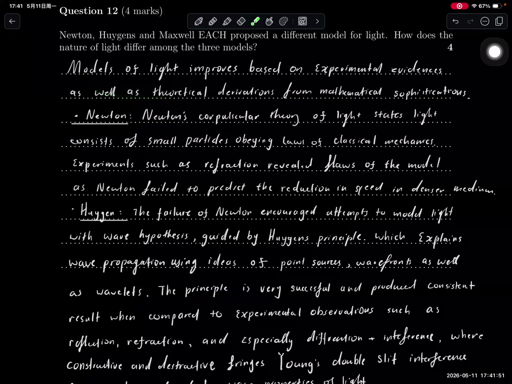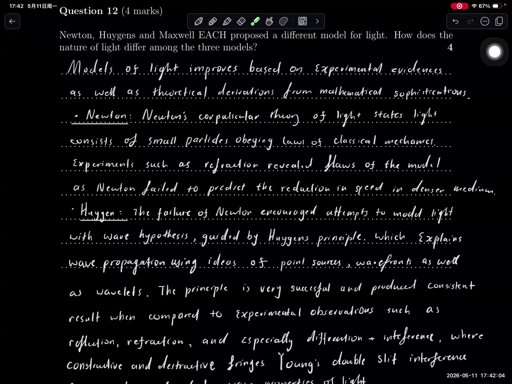The model of light improves based on experimental evidence as well as theoretical derivations. So we've got experiments, and we've also got theoretical derivations that engage in this framework where we improve our understanding of light. Our first one is Newton. So Newton's corpuscular theory of light, define it first. It states that light consists of very small particles obeying laws of classical mechanics, such as conservation laws.